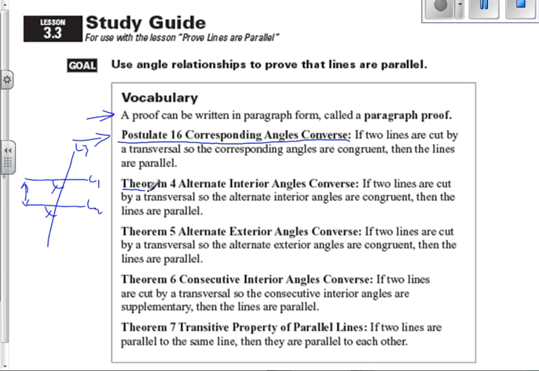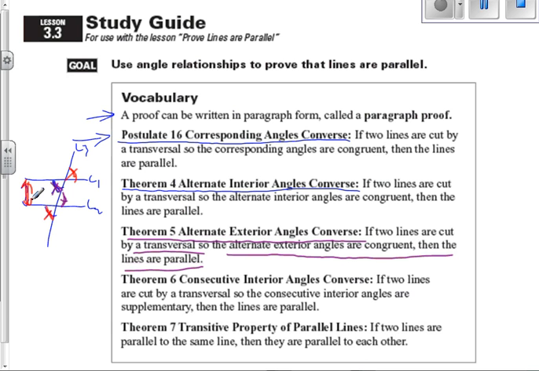Then if we look at Theorem 4, the alternate interior angles converse, it's the exact same thing. If two lines are cut by a transversal, like line 1 and line 2, so that the alternate interior angles, which would be these angles, are congruent, that means line 1 and line 2 are parallel. Then my next theorem, Theorem 5, the alternate exterior angles converse: if two lines are cut by a transversal so that the alternate exterior angles are congruent, then the lines are parallel. If my alternate exterior angles end up being congruent, that just means line 1 and line 2 are parallel.